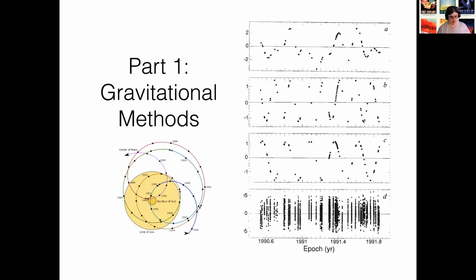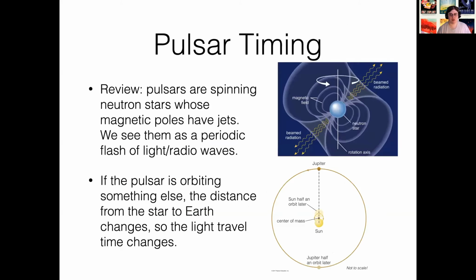The first set of methods is going to be using the gravity of the planet. All of these methods are going to rely on the fact that the planet and the star orbit their center of mass. We often simplify this by saying the planet orbits the star because the center of mass of the system is close to the star. But what is actually going on is the planet is orbiting the center of mass.